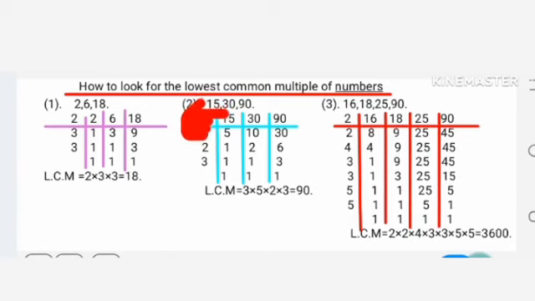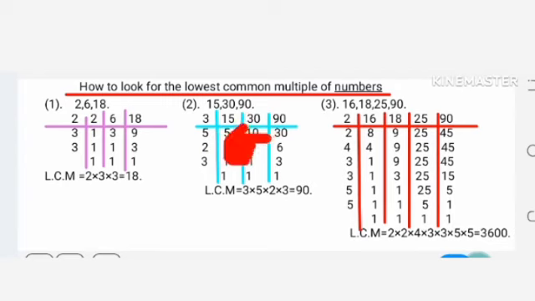We're going to put everything on our table. We have 15, 30 and 90. What can go in 15, that can go in 30, that can go in 90? If there's any number that can go, you use that number. So we know that 3 can go in 15, 30 and 90, so we use 3 here. 15 divided by 3 gives you 5. 30 divided by 3 gives you 10. And 90 divided by 3 gives you 30.